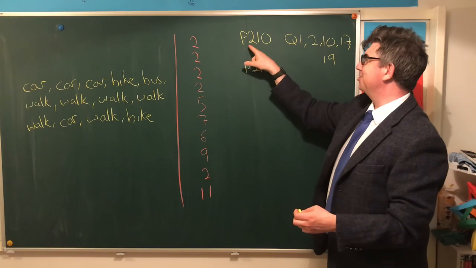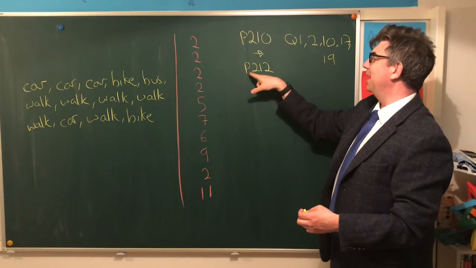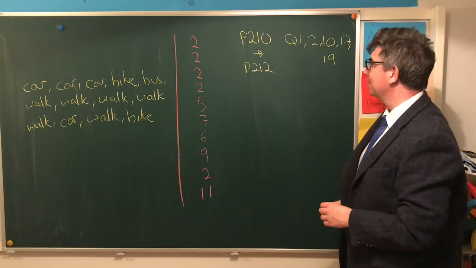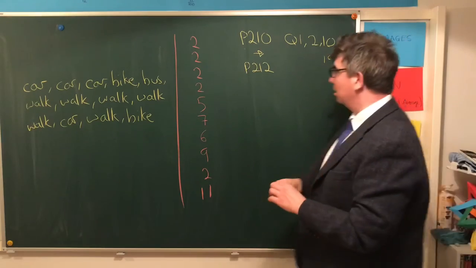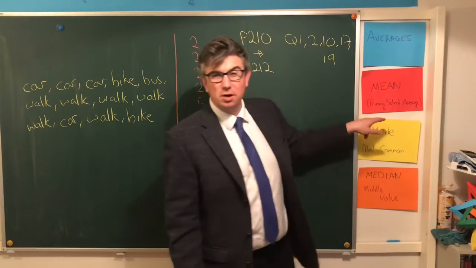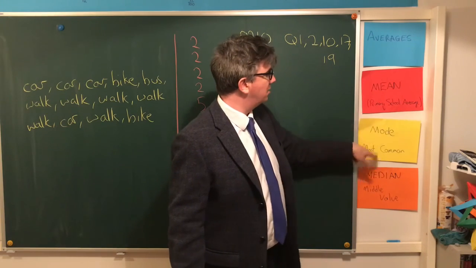So from page 210 to page 212, it's about mean, mode, and median. That's the order I learned them in: mean, mode, median. So the three M's: mean, mode, median.